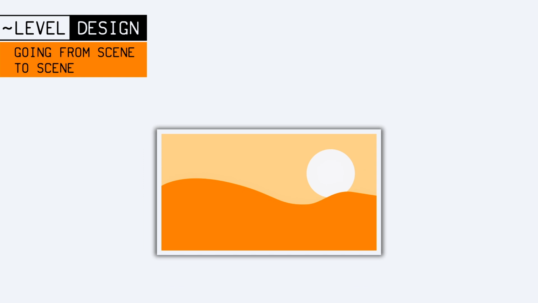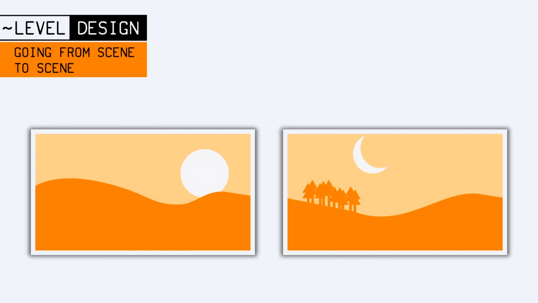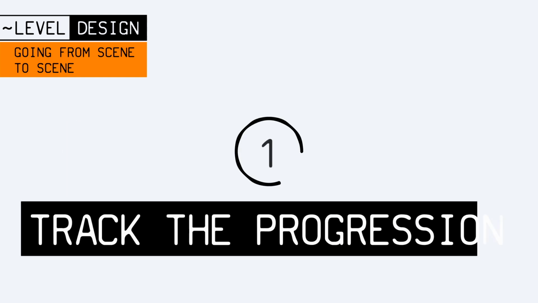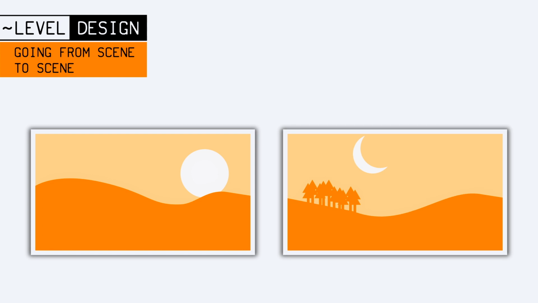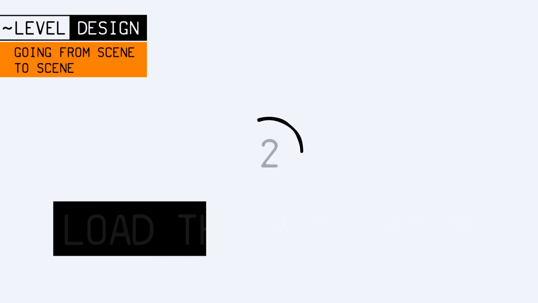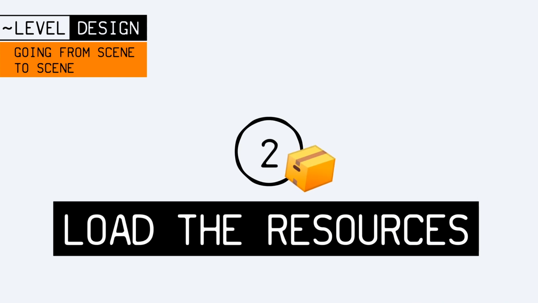And although it may seem easy to just stack those scenes back to front and call it a day, in truth, there are two things to keep in mind when thinking about this high-level game flow. First, the players have to understand where they are and how far they've come in the game. So you need to tell them at least a little bit when a scene is done and when a new one starts. And second, games like any software require computers to load resources in order to display everything on screen.